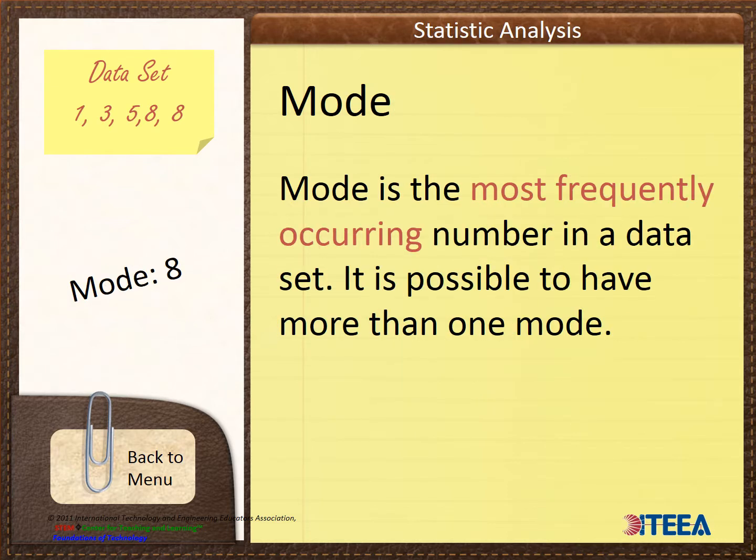The mode. The mode is the most frequently occurring number in a data set, and you can have more than one mode. For this data set, we have one mode. But if we had several numbers listing another 3 or another 5 or even another 1, we could end up with 4 modes. So it's possible to have more than one mode.